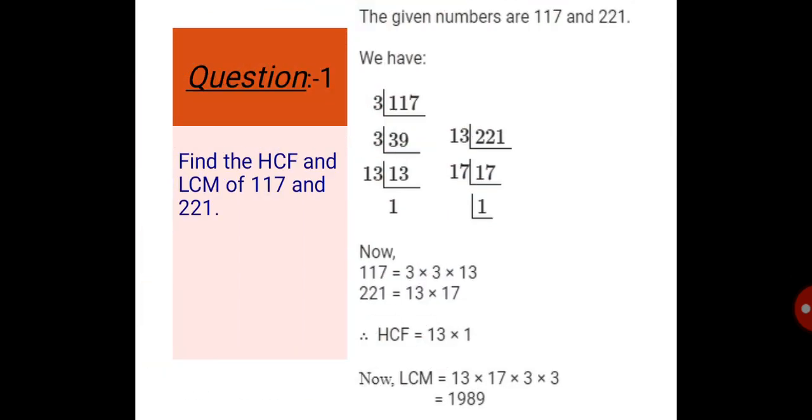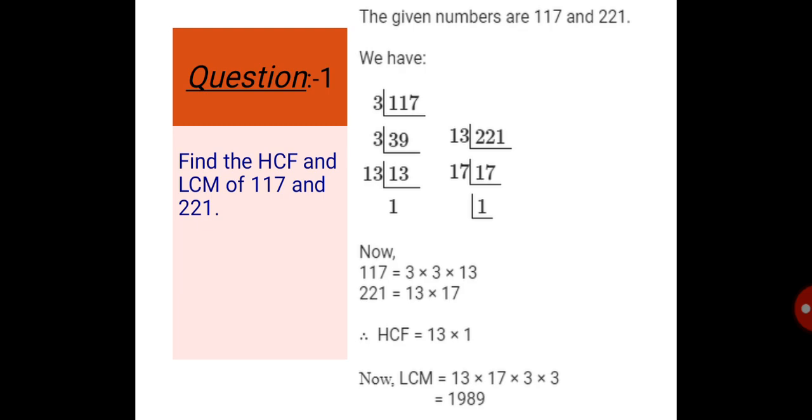Now, the next question is find the HCF and LCM of 117 and 221. So let's find. Here we take out the factors of 117 and 221 as shown in the figure. So the factors of 117 are 3, 3 and 13 and the factors of 221 are 13 and 17. Here the common factor in both of them is 13. So the HCF is also 13.